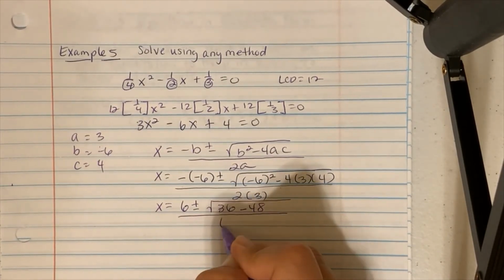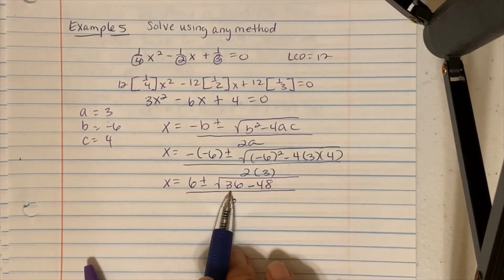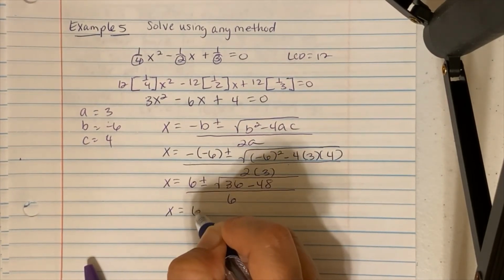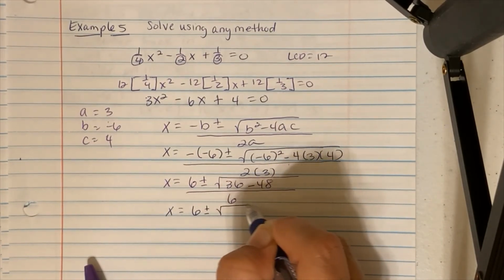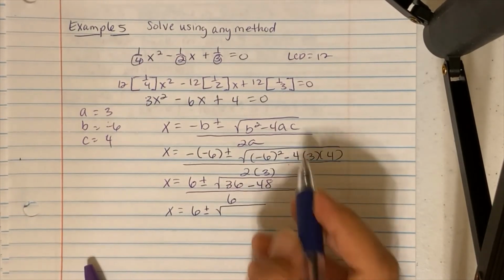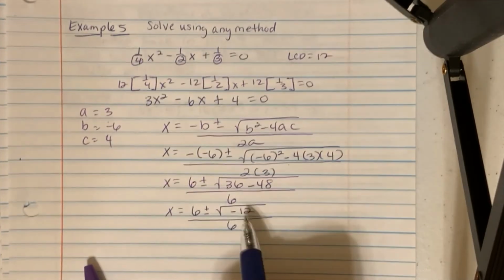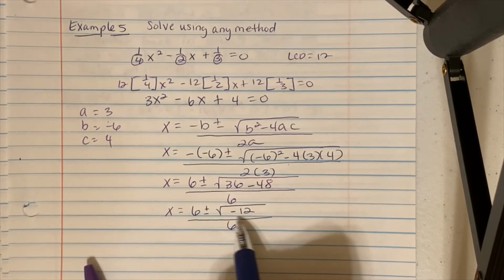Over 6. Just by looking at the math inside here, I'm losing money. So I'm going to have a negative in the radical. So I have x equals +6 plus and minus the square root of, I had $36 but spent 48, I am short 12, all over 6. This right here tells me that my parabola, when we get to that section, will be floating in the air because our discriminant happens to be less than 0.